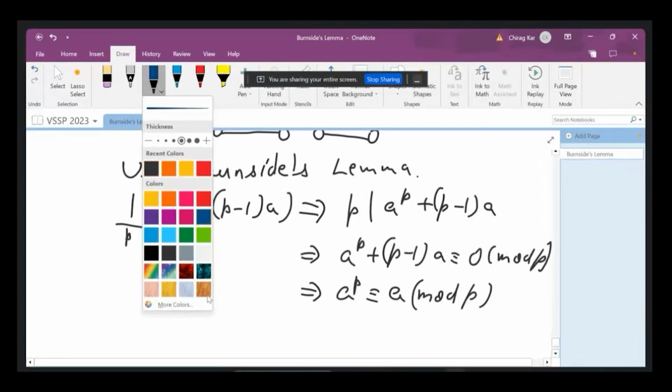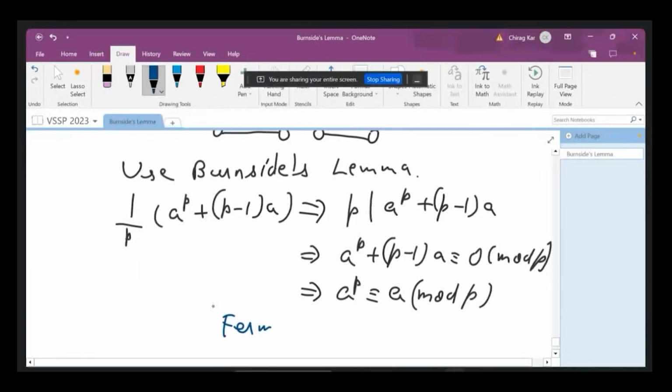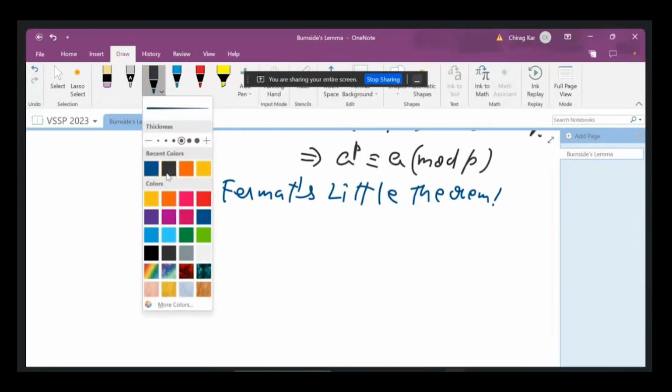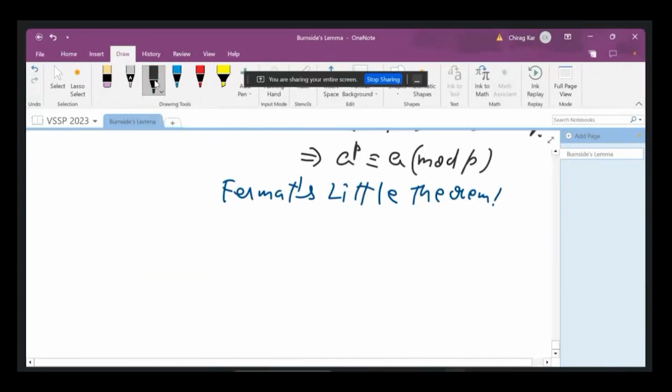Interestingly, we have arrived upon Fermat's little theorem. So we have connected group theory to combinatorics through this specific lemma. Then with this specific example, we can connect combinatorics to number theory. And I think, in my opinion, that is one of the most beautiful applications of Burnside's lemma.